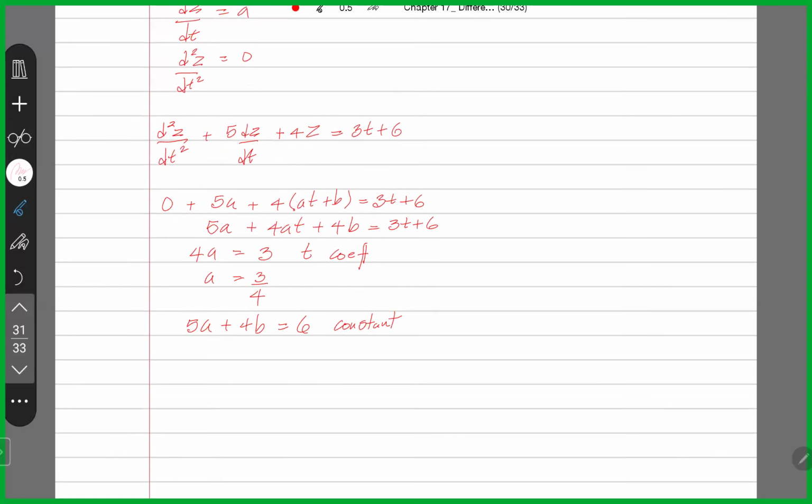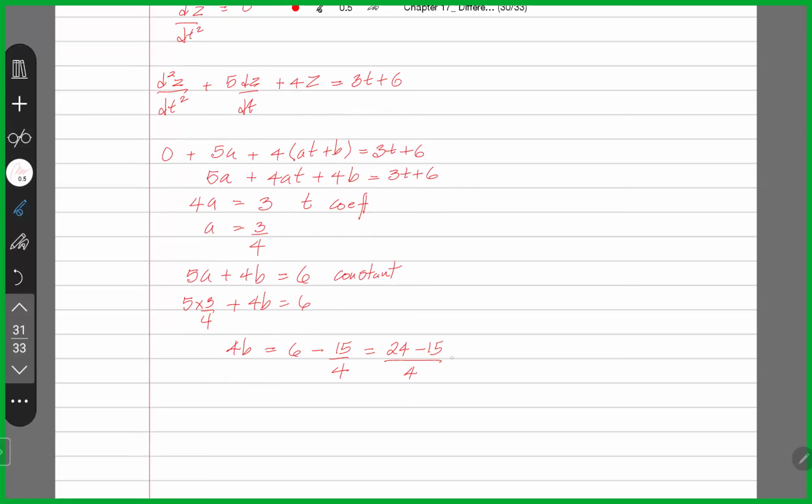And so we have 5 times 3 over 4 plus 4b is equal to 6. 4b is therefore equal to 6 minus 15 over 4. This is 24 minus 15 over 4. And so 4b is equal to 9 over 4, and therefore b is equal to 9 over 16.